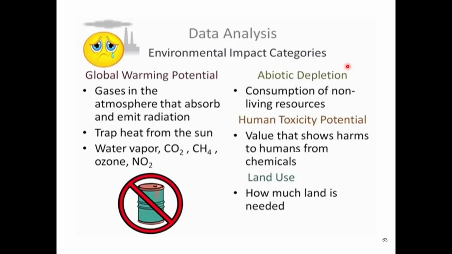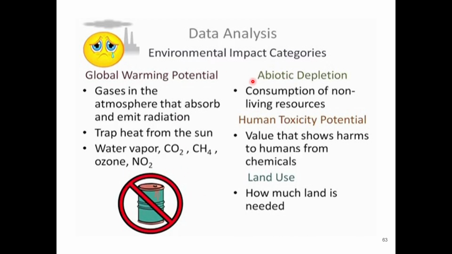So say for example, there are various types of categories. In data analysis, one is the environmental impact category. In this category, there are various types. One is global warming potential. That is gases in the atmosphere that absorb and emit radiation. They trap heat from the sun: water vapor, CO2, methane, ozone, nitrogen dioxide. These are some of the examples.